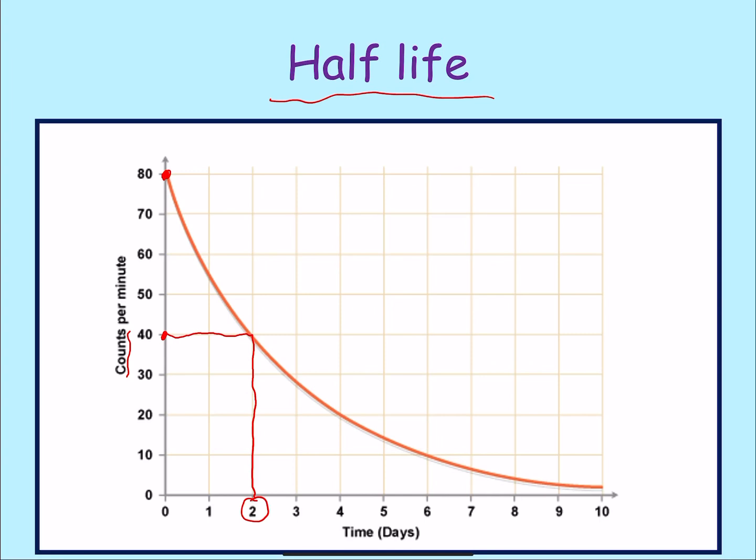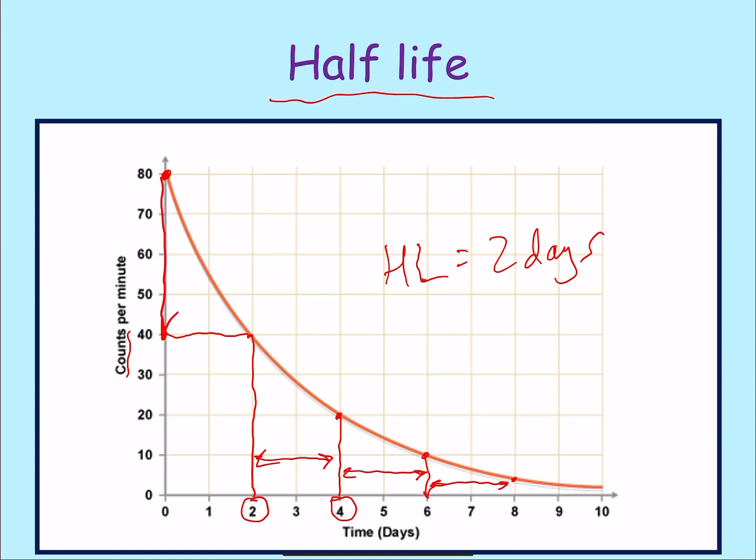Let's just double check. It goes from 40, half 40, down to 20, which is here, which is now 4 days. So that's another 2 days. So that's gone through another half-life. Let's double check the next one. 20 down to 10, which is here. 6 days in total. So that's another 2 days to half. And then 10 down to 5 is roughly here. So yeah, another 2 days. So the half-life of this source is 2 days, because every 2 days it counts half.